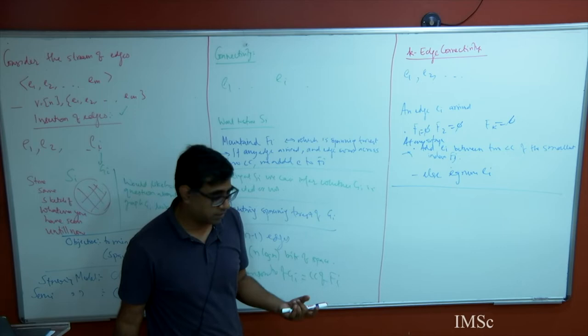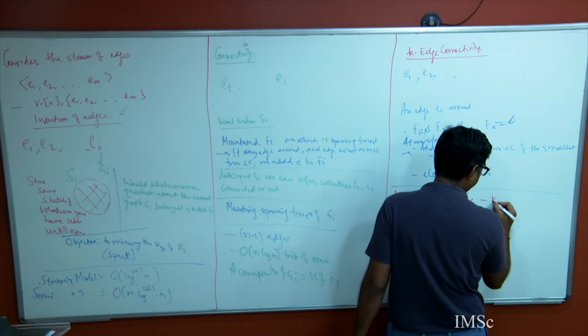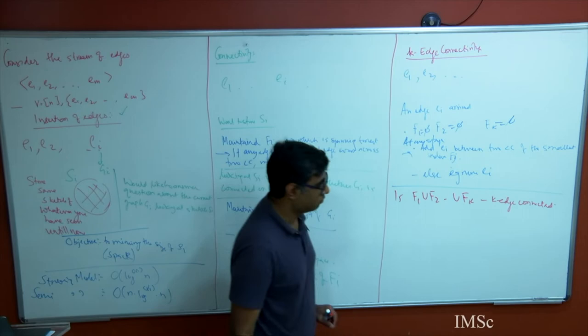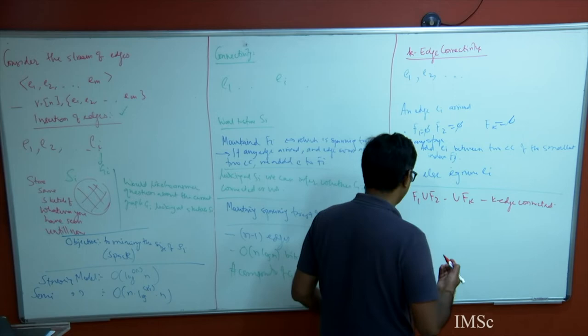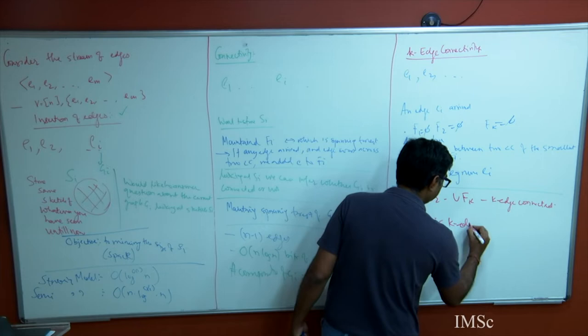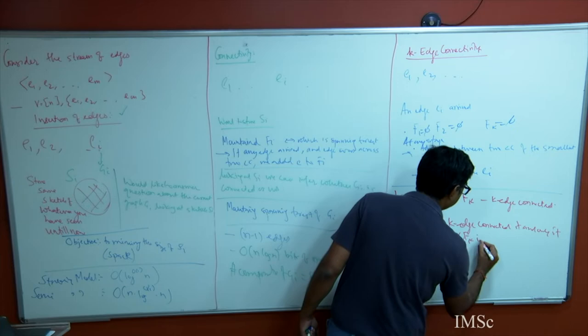Now looking at your sketch, what are you going to say? I say, look, is F1 union F2 union up to Fk k-connected? If this is k-connected, then I will say GI is k-connected. But it is not obvious, since you might have ignored lots of edges. Why do you believe that this is true? What lemma did we prove? We proved that G is k-connected if and only if F1 union F2 union Fk is k-connected.